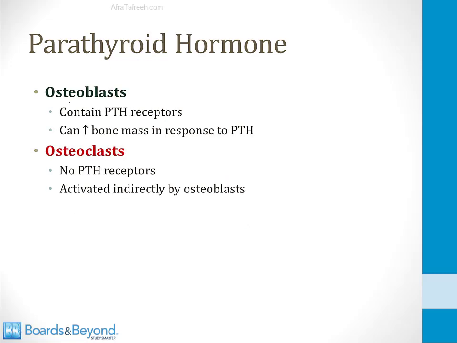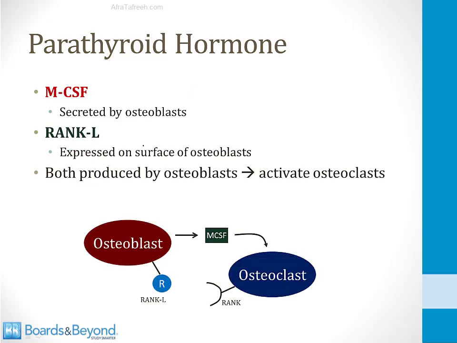Let's talk about how parathyroid hormone affects the different cell types in bone. Osteoblasts contain PTH receptors, and this is why low-dose intermittent boluses of PTH can increase bone mass. That's because the PTH can directly stimulate the osteoblasts. Osteoclasts have no PTH receptors. They are activated indirectly by osteoblasts, and this follows the principle we talked about before, that the osteoclasts are really slaves to the osteoblast. So the way that parathyroid hormone leads to breakdown of cortical bone and a rise in the serum calcium is by activating the osteoblasts, which in turn will activate the osteoclasts.